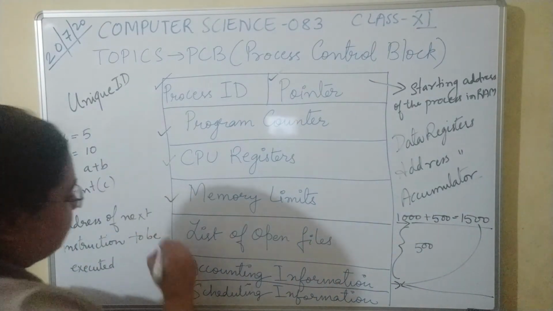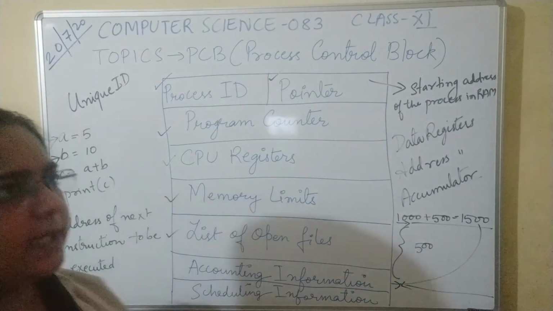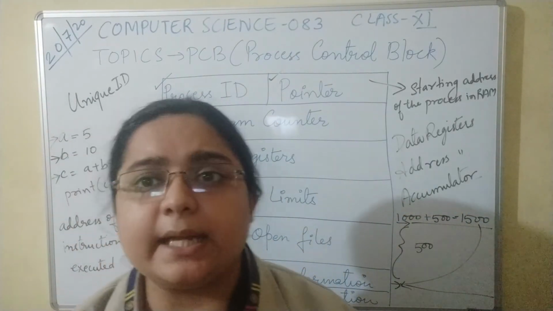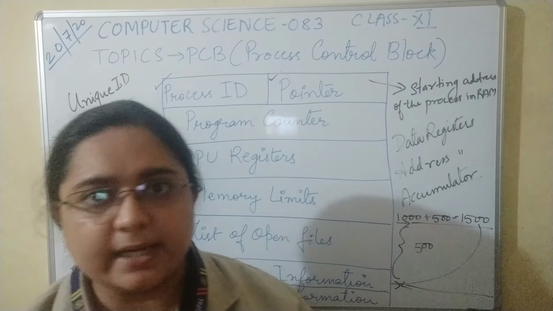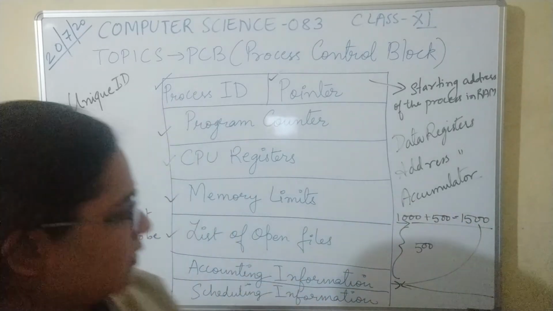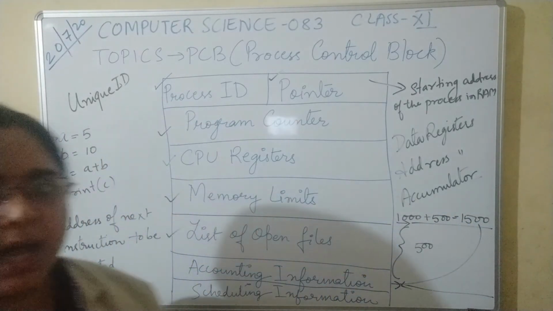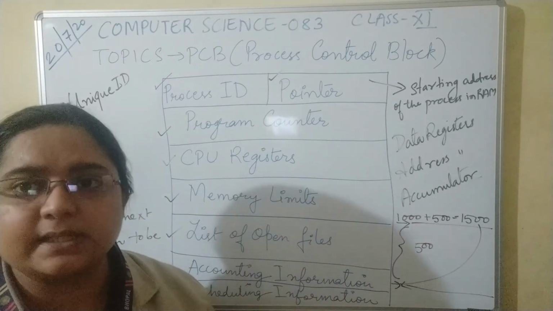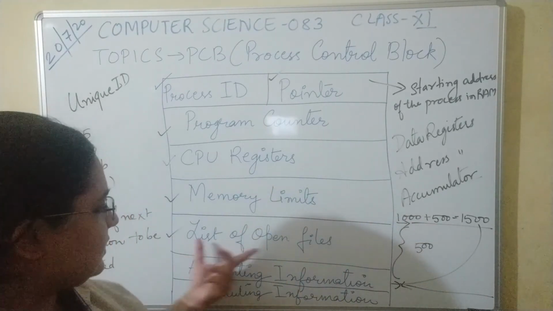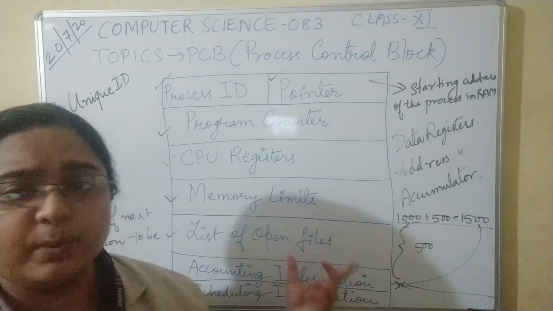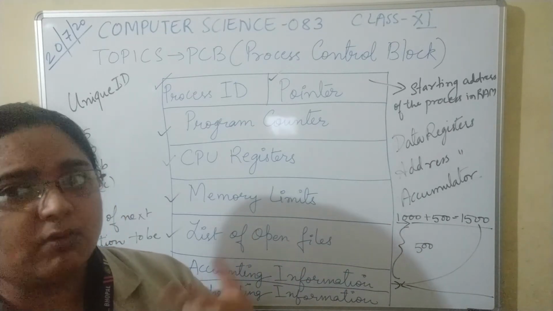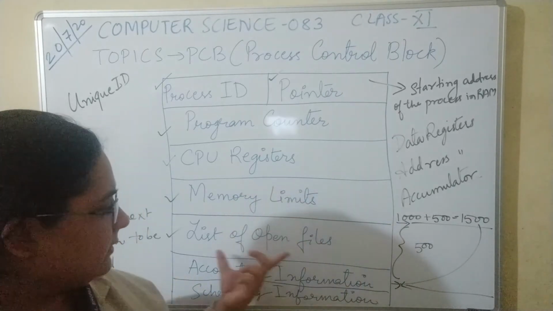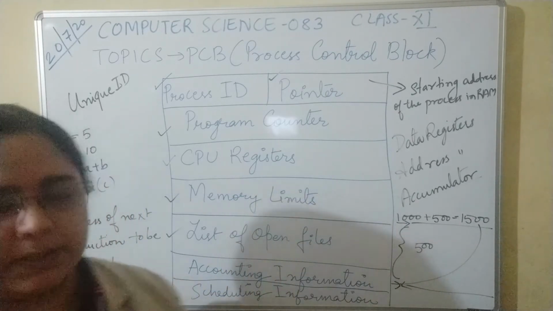List of open files. If you are creating a disk file handling program, or if you are using a database table with your program, then your program is using some other resources other than CPU and RAM, that is, disk files. So the list of open files tells how many files are being opened and used by this process, and that is also specified over here.